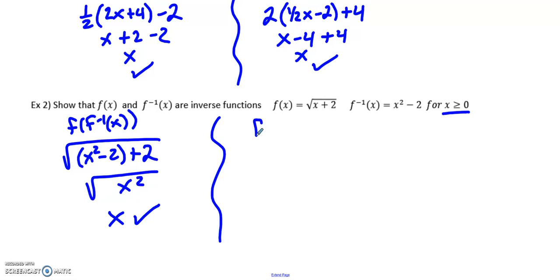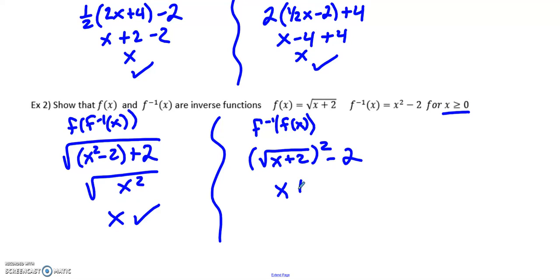And lastly, if I do the inverse composed with the original, that's going to be the square root of (x + 2) squared, minus 2. The squared and the square root cancel out, so I get x + 2 - 2, which is just x. So I've demonstrated algebraically that they are inverses.